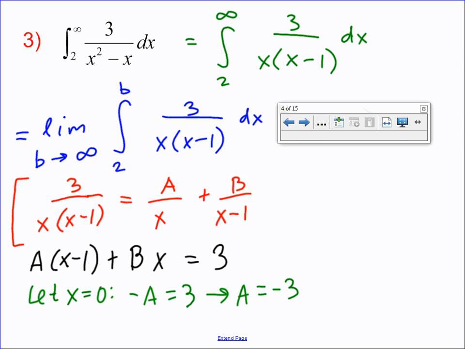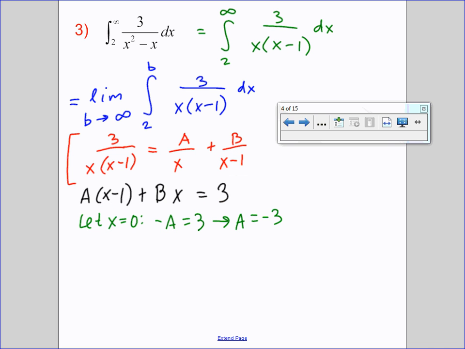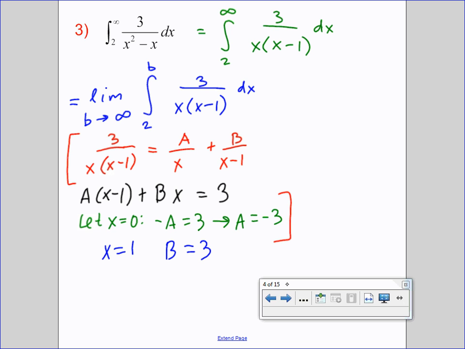Yes? Another convenient x value, Vivian? 1. Good, thanks. So if I let x equal 1, then the a term will drop out, and I get 1 times b equals 3, so b must equal 3. Which means that I can close this little foray into my algebraic calculation and rewrite my original integrand function now as a plus b, right? That a over x is negative 3 over x.